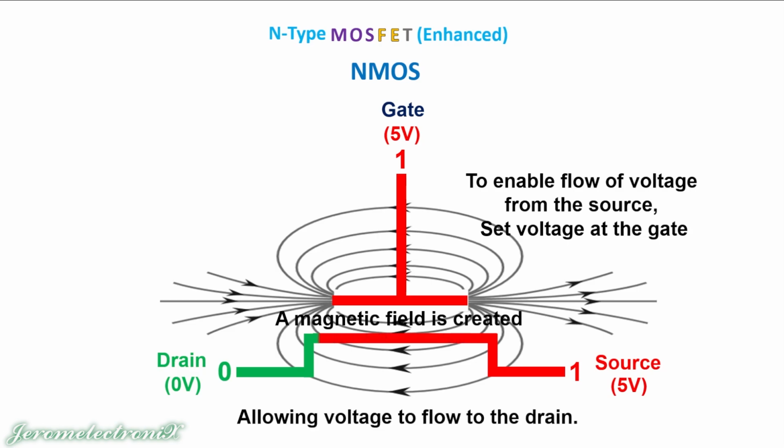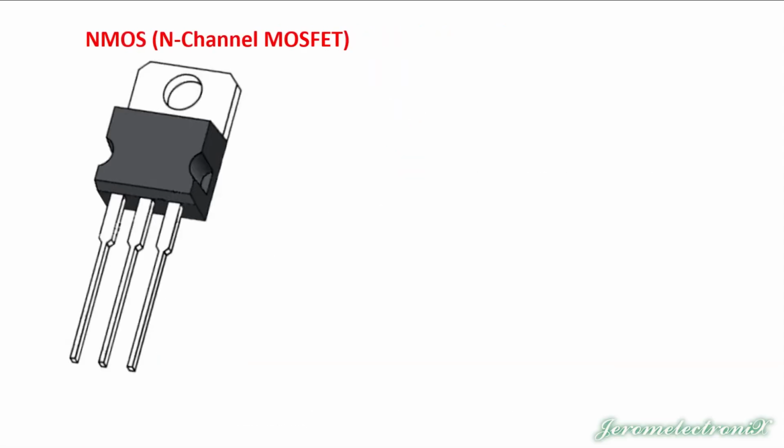So the voltage then flows from the source to the drain, changing the voltage of the drain to 5 volts, which is the same thing as a binary 1. So this is a switch where we can switch data from binary 0 to binary 1, and that's kind of how it works. This is what an NMOS or an N-channel MOSFET looks like.